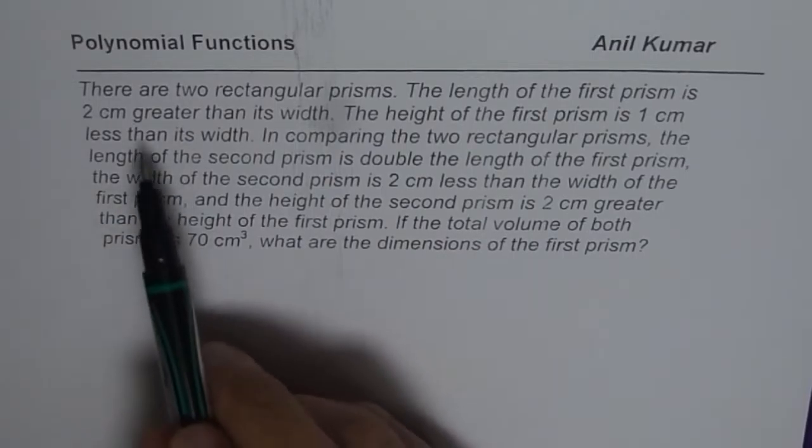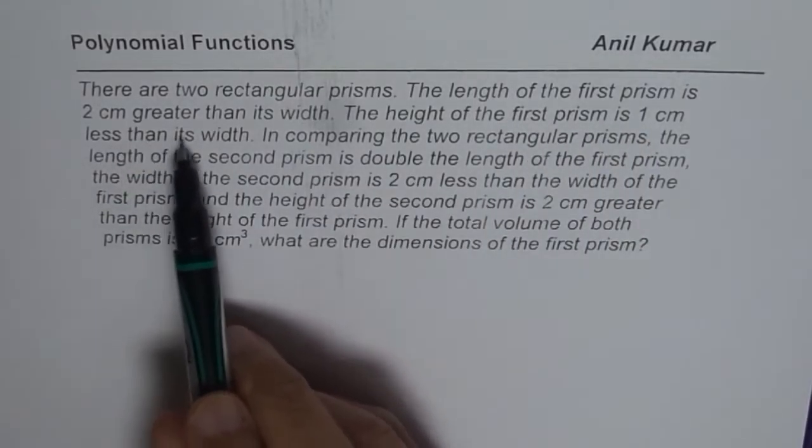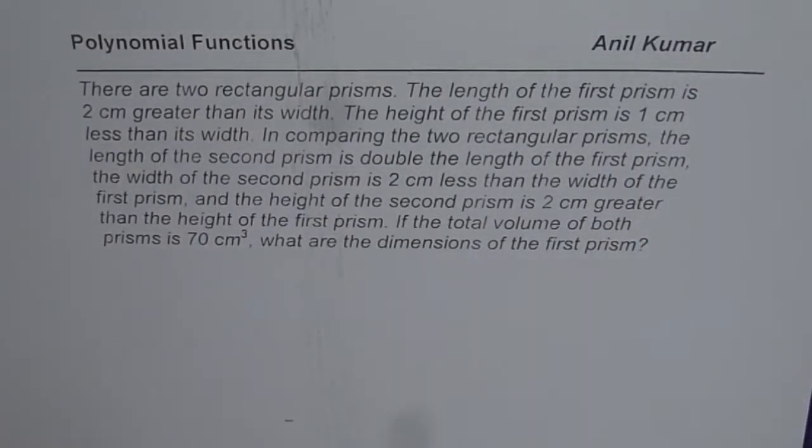The question is, there are two rectangular prisms. The length of the first prism is 2 centimeters greater than its width. The height of the first prism is 1 centimeter less than its width. In comparing the two rectangular prisms, the length of the second prism is double the length of the first prism, and the width of the second prism is 2 centimeters less than the width of the first prism, and the height of the second prism is 2 centimeters greater than the height of the first prism. If the total volume of both the prisms is 70 centimeter cube, what are the dimensions of the first prism?